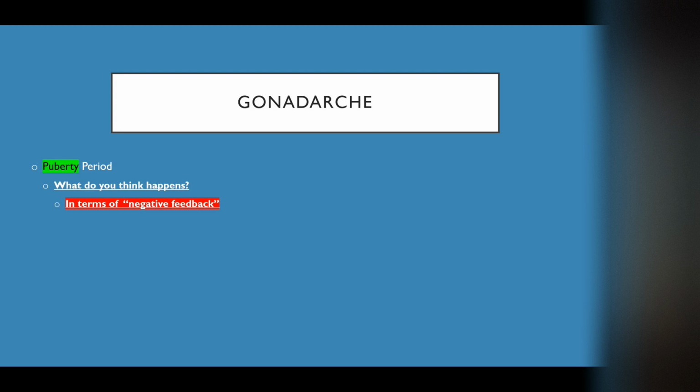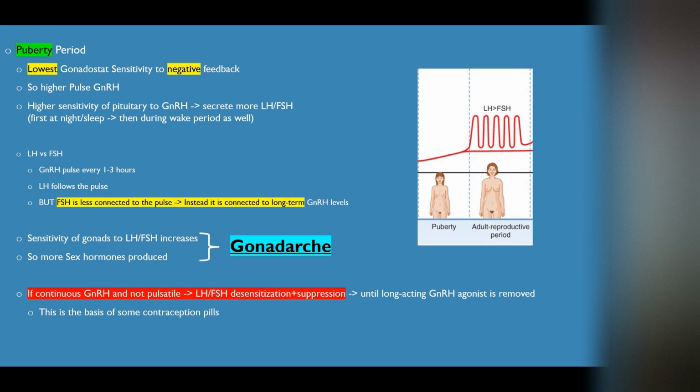And then we have puberty. What happens in the negative feedback? Puberty, so it goes down again. Good, Sriram. It goes down. No feedback, high GnRH. That's correct. That's your highest. It goes up, up, up, up, up. So lowest feedback, highest pulse, goes up, up, up.